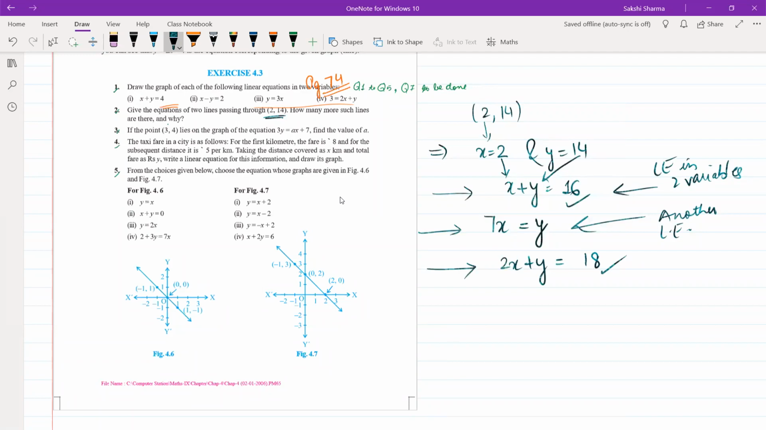And can you think of the number of lines or number of linear equations which will have this point as its solution? I've written 3, like by trial and error, I think you can obtain many more. So what should be the answer for this? How many more such lines are there? Infinite. Infinitely many lines are possible. And why do you think it's happening?